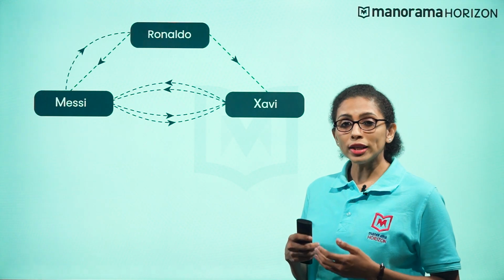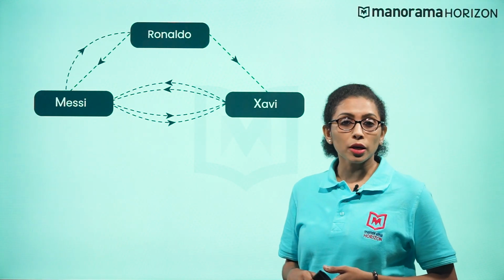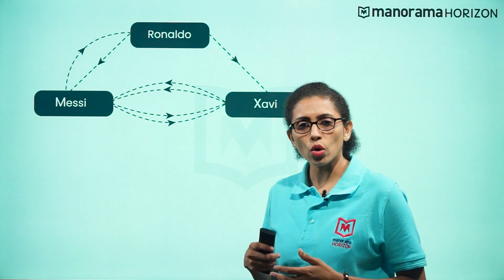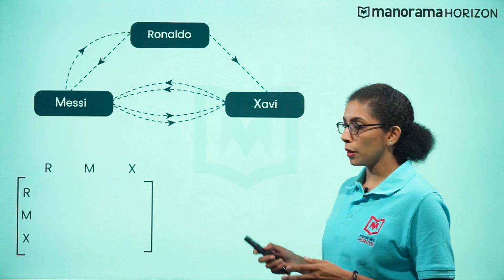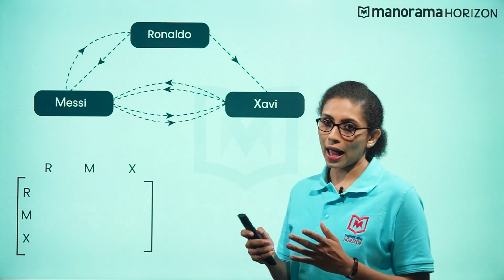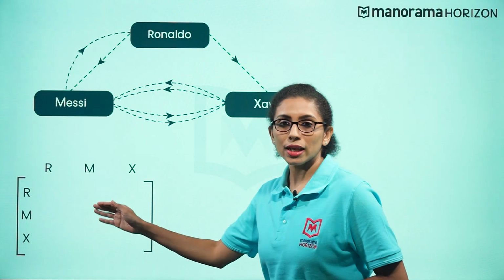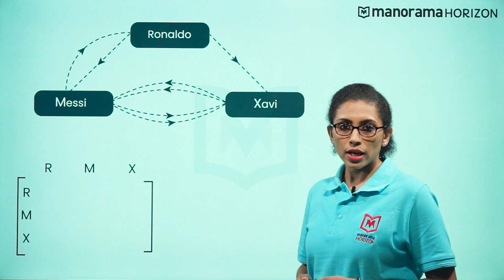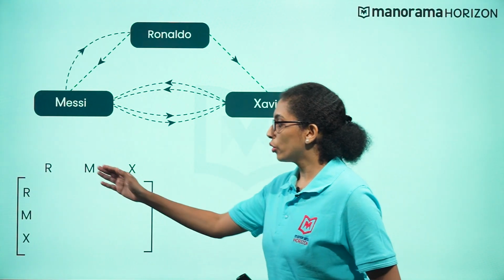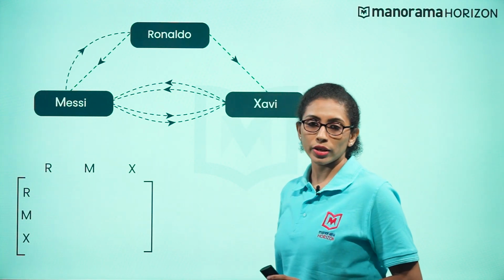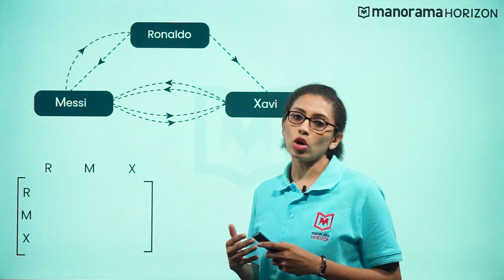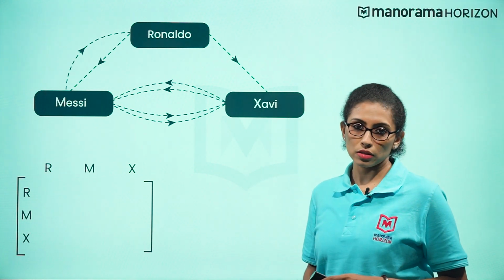But what if I wanted to explain this to a computer? Computer does not understand diagrams. So, we make a small table with 3 rows and 3 columns. We can have Ronaldo, Messi, Xavi as rows, and to know who the ball was passed to, we have Ronaldo, Messi and Xavi as columns. Let's assume that the players cannot pass the ball to themselves.